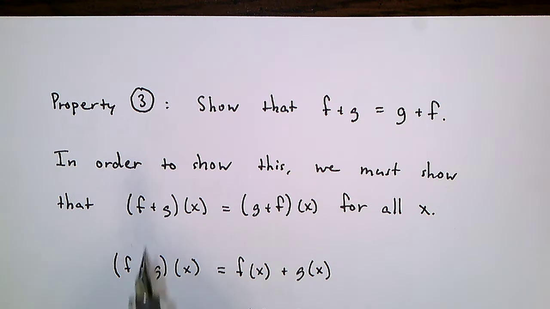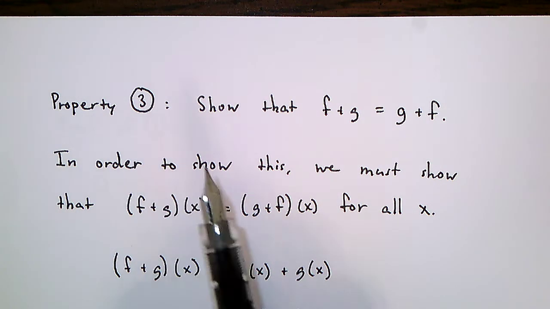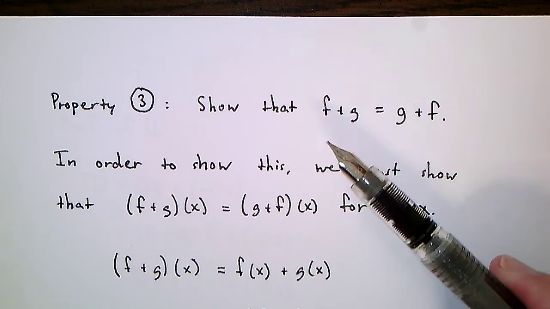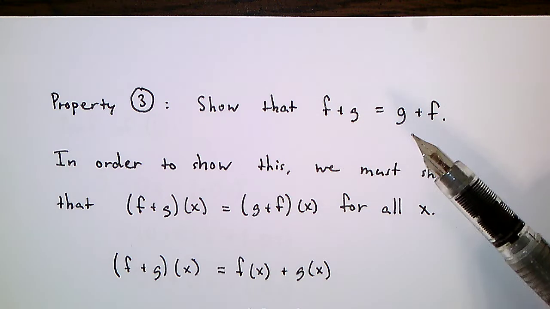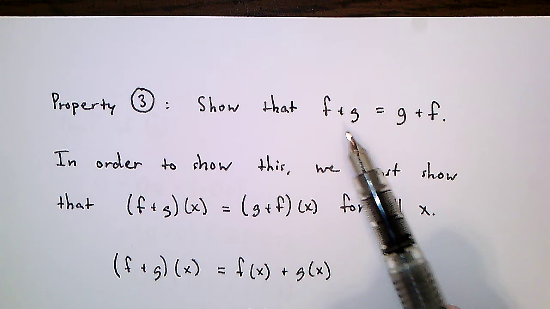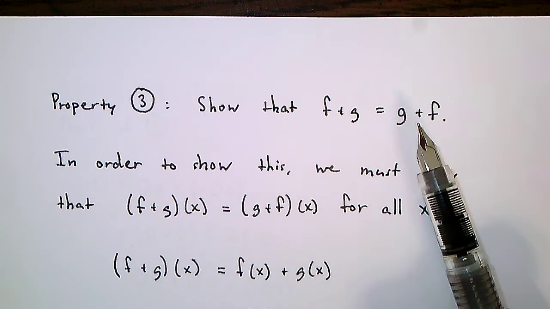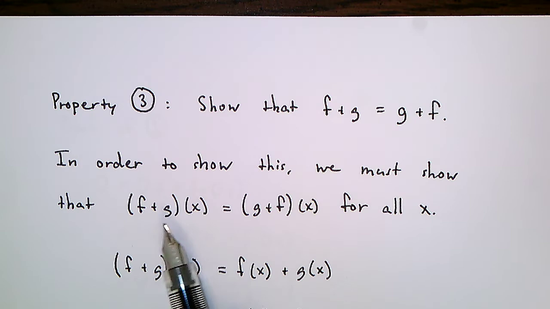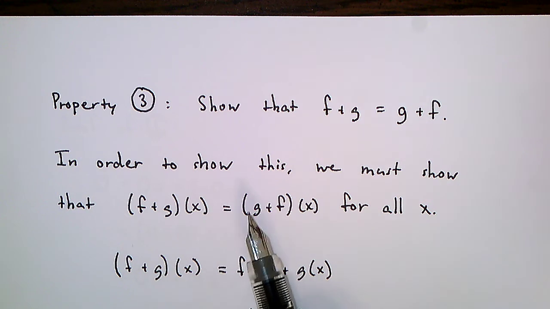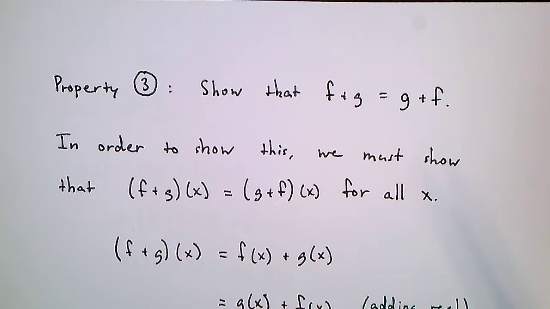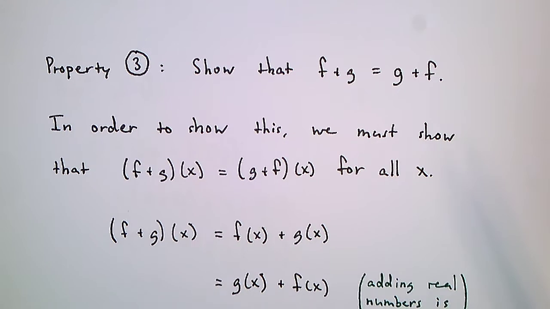Next, I'm going to move on to property 3, so just going down the list. And for property 3, we have to show that addition is commutative. So f plus g is the same as g plus f. In order to show this, I have to show that these two things are the same functions. So that means they need to have the same value when I plug in a number. So f plus g of x is equal to g plus f of x for any x that I might want to plug in. And then you just have to work through using our definitions and properties.